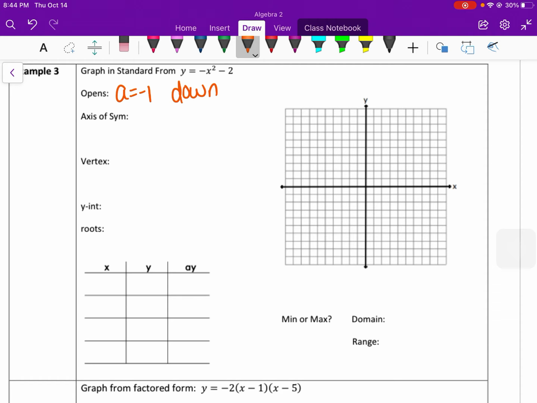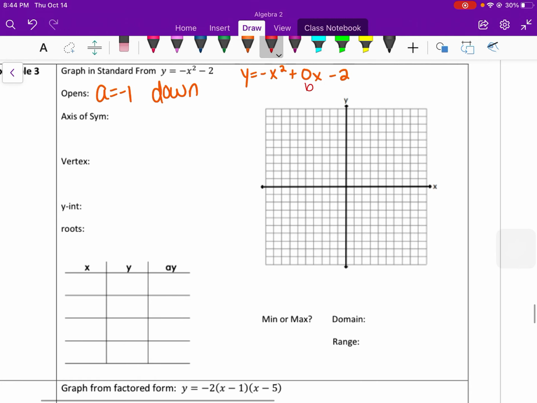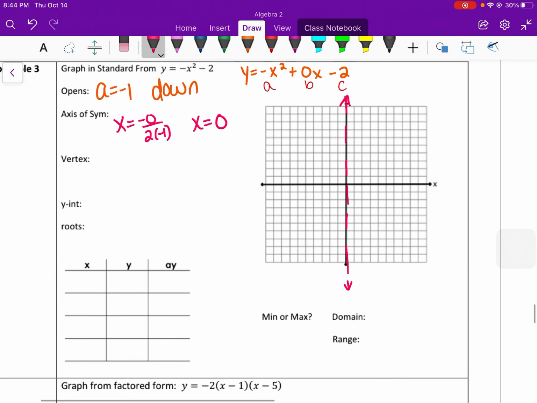Axis of symmetry. In this one, if you notice, I have 0 x's. So that means that my b value is 0. So when I find my axis of symmetry, it's going to be -0 over 2 times -1. Well, -0 is just 0, and 0 divided by anything is 0. So my axis of symmetry is going to be the y-axis, where x equals 0.